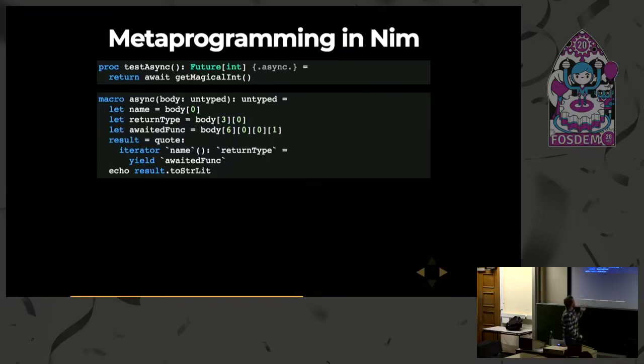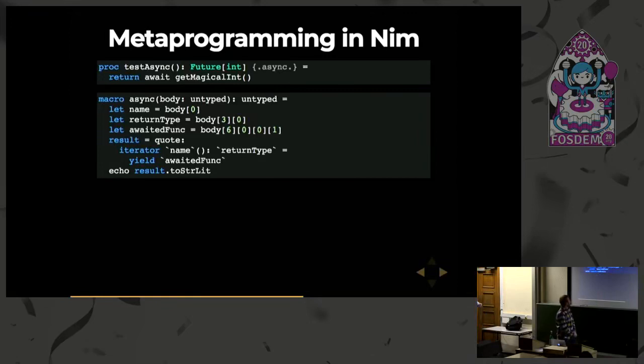So we take the first child node of our body and we assign it to the name variable, which is the name of our procedure. And then we take the return type, which is in the third child, and then the first gives us the actual return type, and the awaited function, which just grabs it from the body and assumes that there is just one. So obviously this would break pretty quickly.